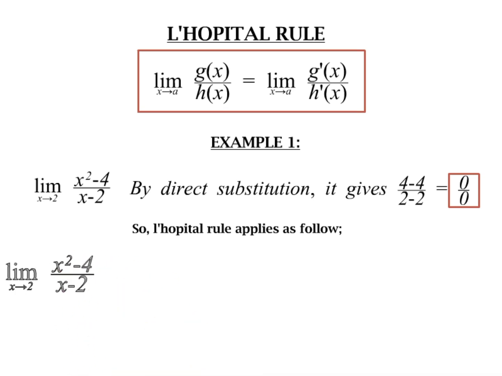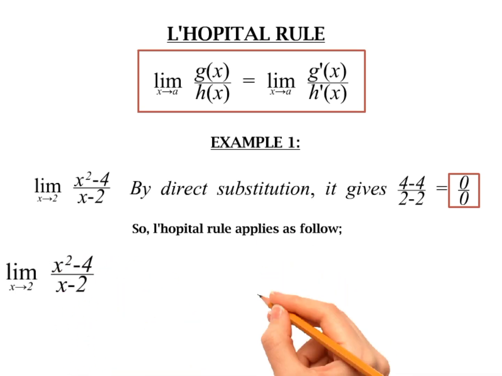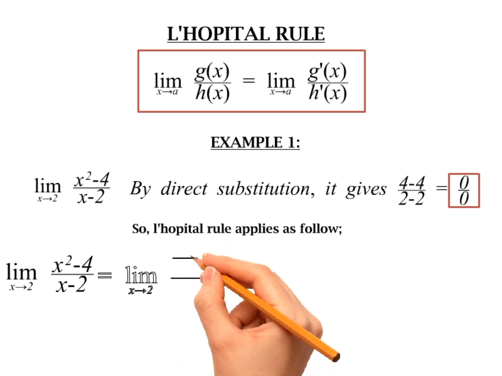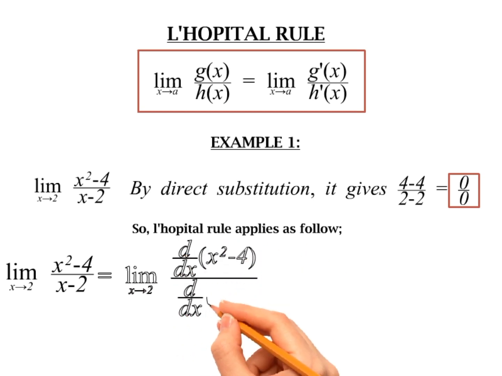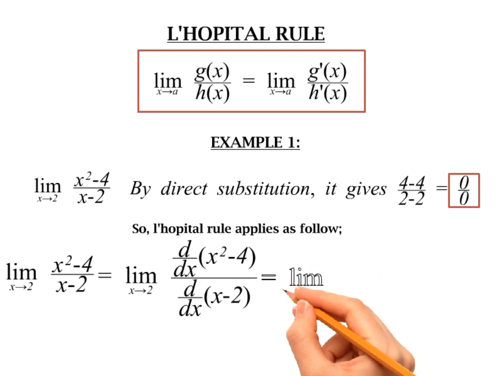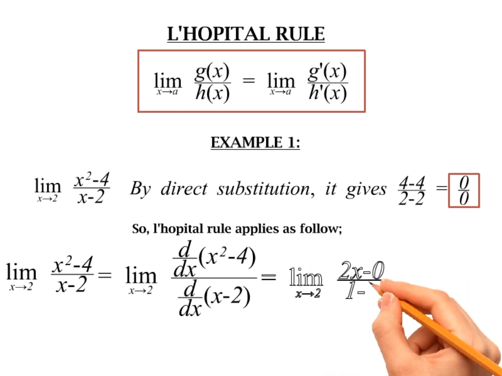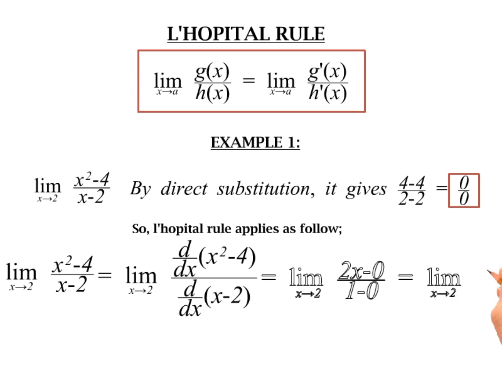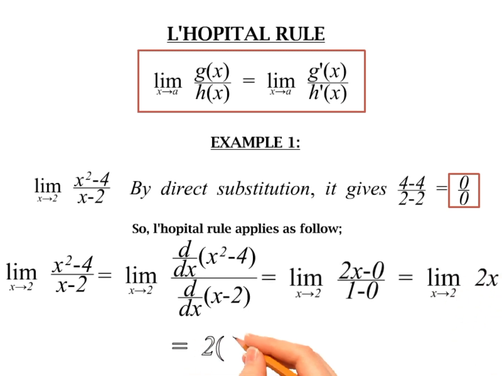What we need to do is to differentiate the numerator, and also differentiate the denominator, then take the limit. The question gives 2x minus 0, over 1. We can now easily apply our limit from here, and we arrive at the result, which is 4. This is how L'Hopital's rule works.